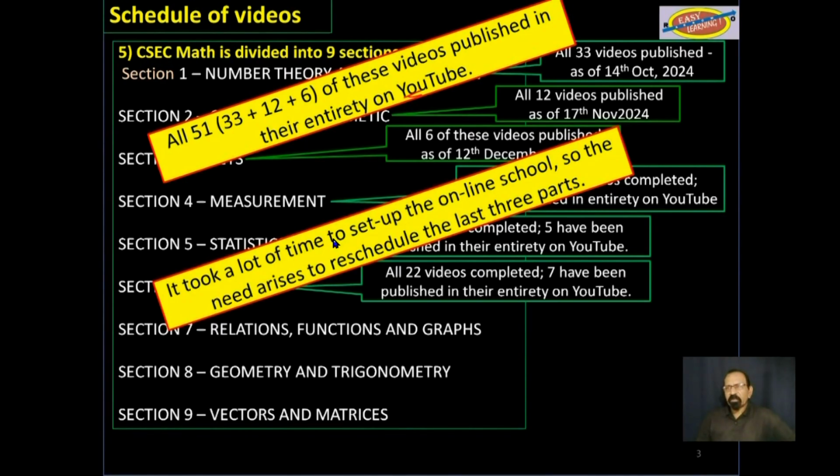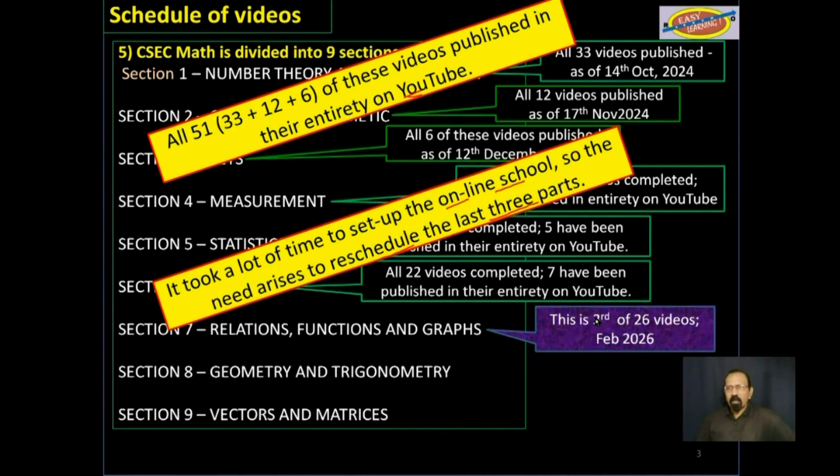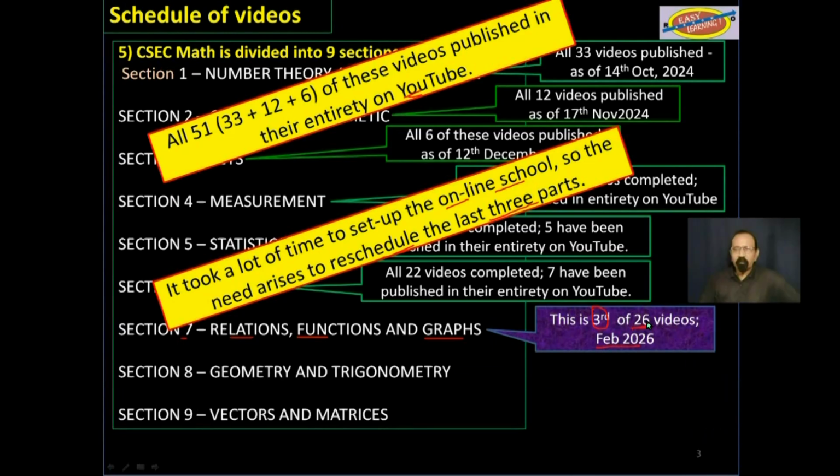Because it took some time to set up the online school, I have had to reschedule the last 3 parts. So as it stands now, section 7, relations, functions, and graphs. This is the 3rd of 26 videos, and hopefully by the end of February 2026, that is this month, all these videos will be published, either totally or partially.